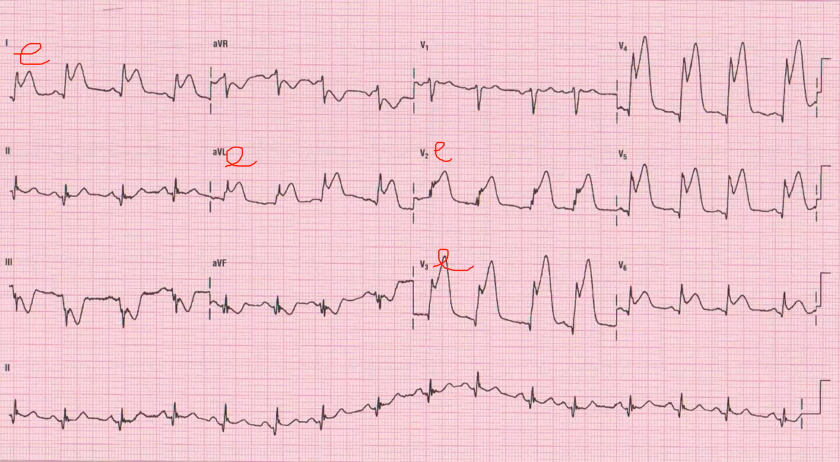So we have elevations in 1, AVL, V5, and V6. So that's the lateral wall MI. So 73% of you got that correctly. And in addition to that, we have ST elevation in V3 and V4. That is the anterior wall, and 82% of you got that correctly. Okay, that's very good. Are there any questions with that particular ECG? Okay, let's go to the next one.